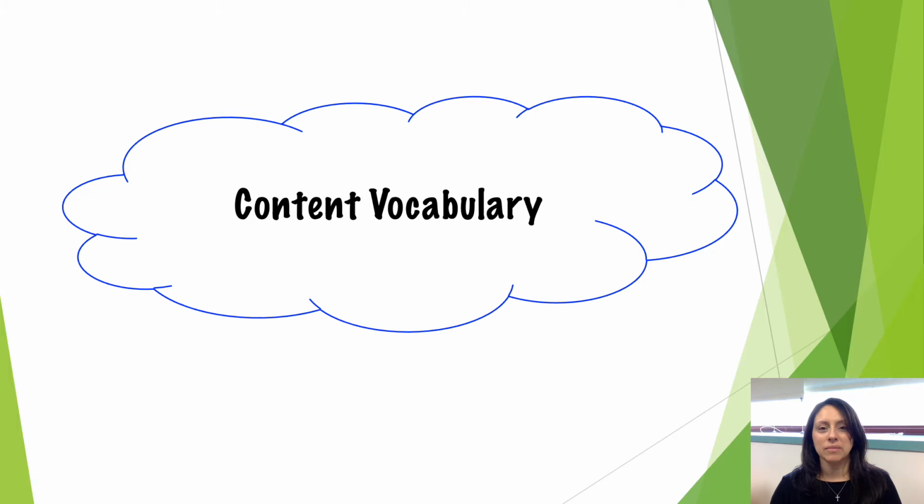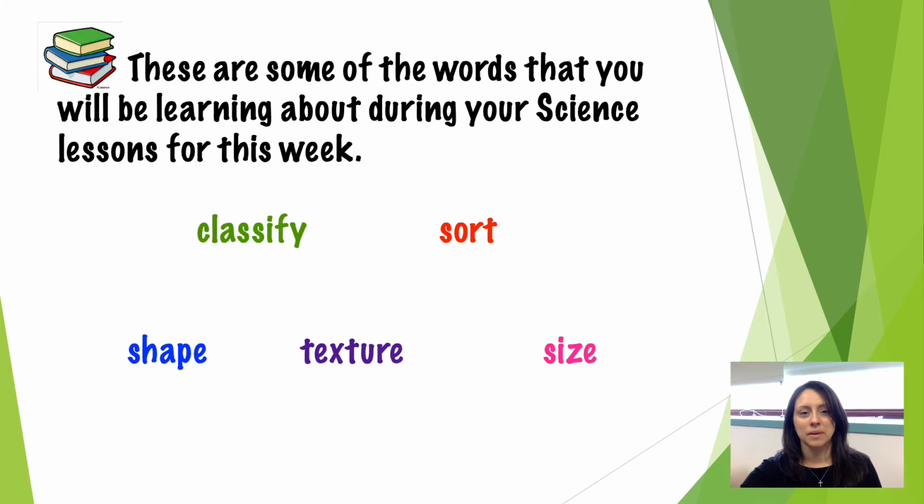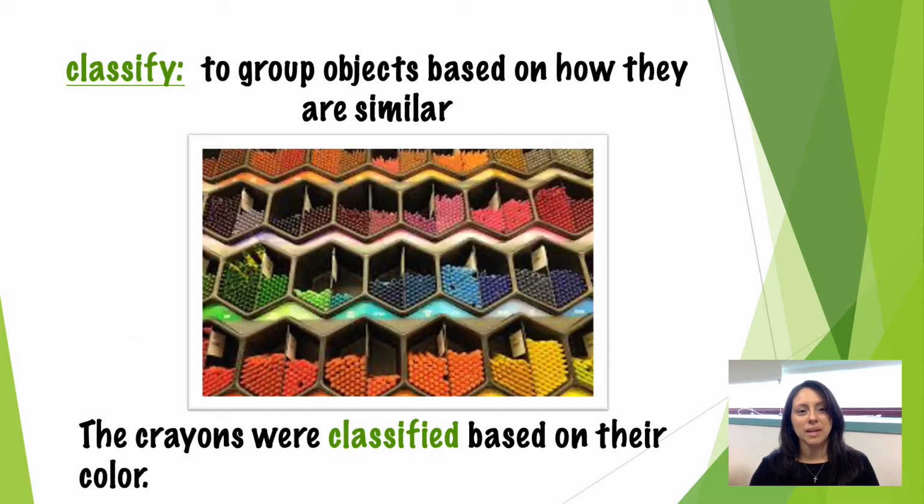Now we're going to look at the content vocabulary words. These are some of the words that you'll be learning during your science lessons this week. Classify, sort, shape, texture, size. Classify is to group objects based on how they're similar. Here's an example of me using classified in a sentence. It says the crayons were classified based on their colors. So they were grouped together based on what color they were.